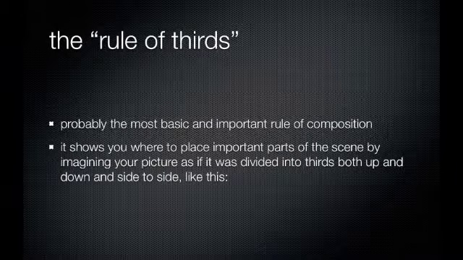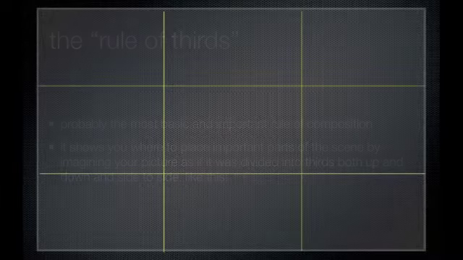The first thing to talk about is the rule of thirds, and the rule of thirds is probably the most basic and important rule of composition. It shows you where to place important parts of the scene by imagining your picture as if it was divided into thirds, both up and down and side to side. If you look at it like this, we have a grid. The gray rectangle represents the frame that you see when you look through your camera, and the yellow lines represent imaginary divisions in the frame that set up what we call the rule of thirds.